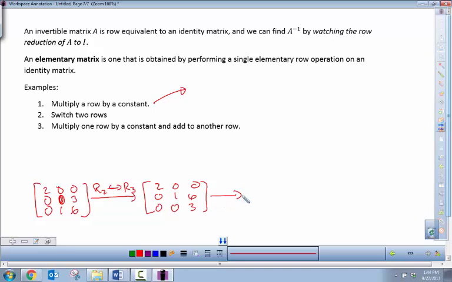What would you do next? Multiply the first row by 1/2. You could also multiply the third row by 1/3, right? So it's not quite in reduced row echelon yet. What's the last step?